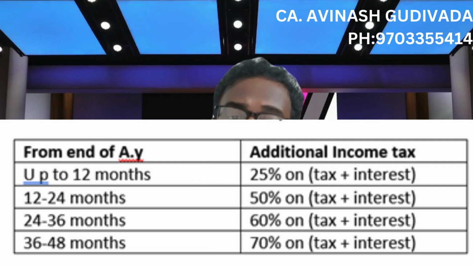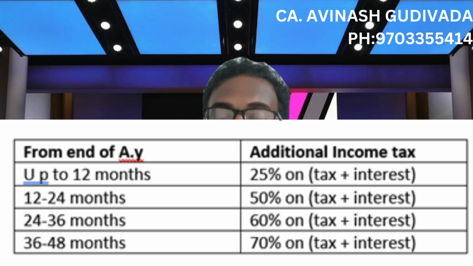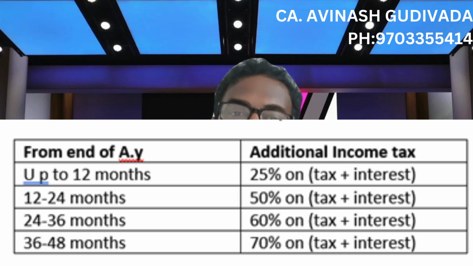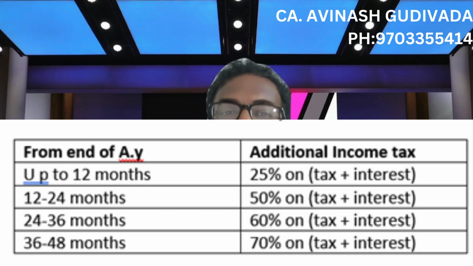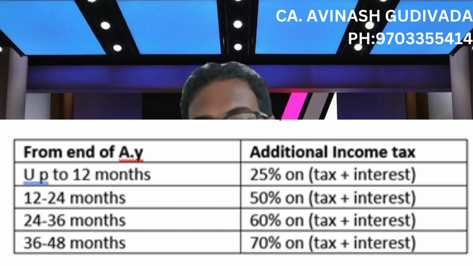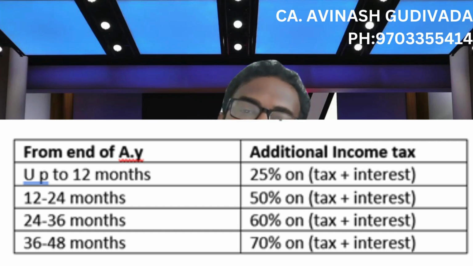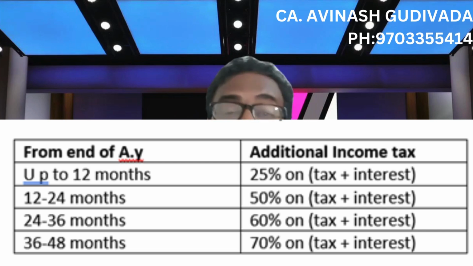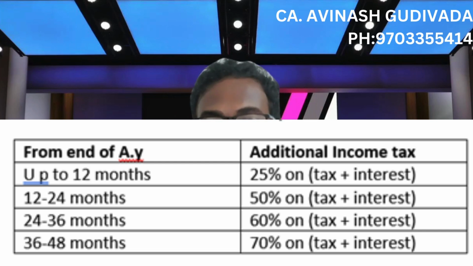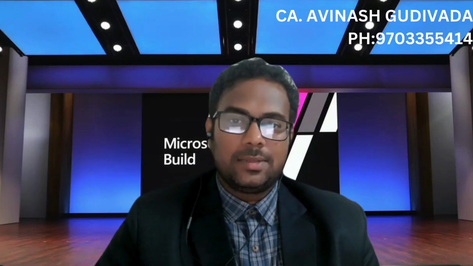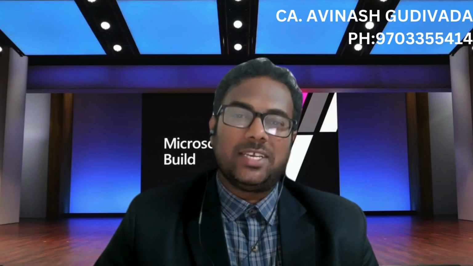Then 24 to 36 months, it was 60% additional tax. Means tax liability plus interest plus 60% on tax plus interest, additional tax liability. If it is 36 to 48 months, tax liability, interest plus additional tax. What is additional tax? 70% on tax plus interest. The interest was 18%. If suppose it is 36 to 48 months, for 1 lakh of tax liability, interest would be another 1 lakh, so 2 lakhs plus 70% on 2 lakhs you have to pay. How much burden it was?